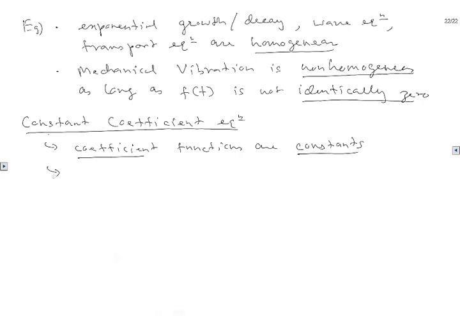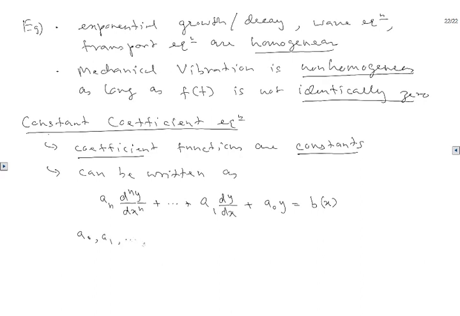They can be written as a_n d^n y over dx^n plus ... plus a_1 dy over dx plus a_0 y equals b(x). You can see that a_0, a_1, all the way up to a_n are all constants.